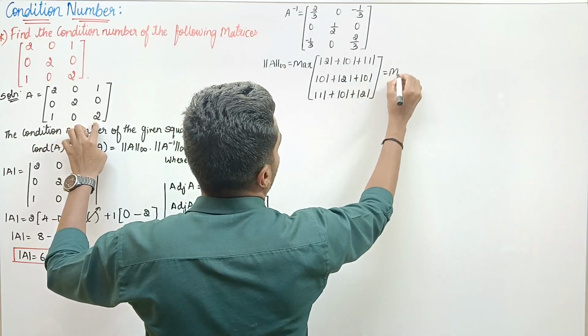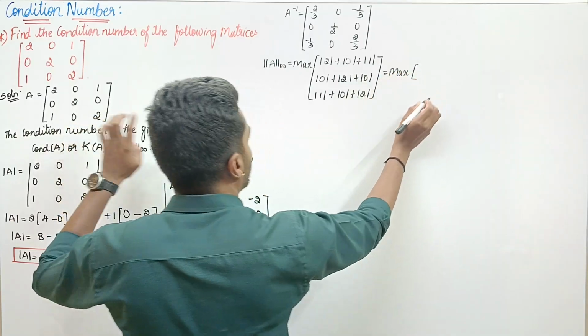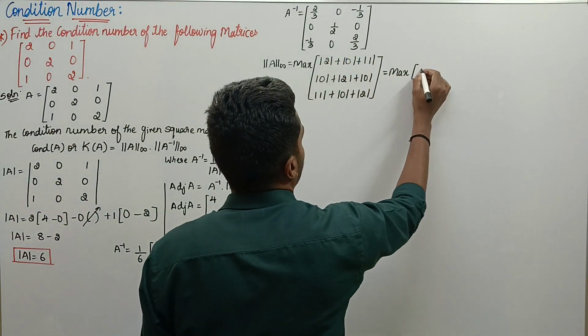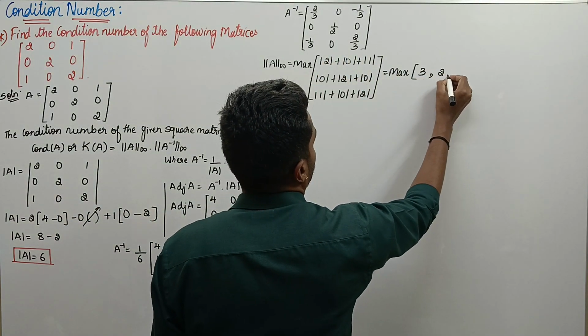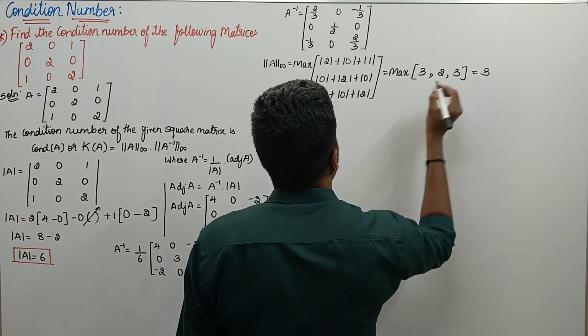which is equal to, since I am going to add row wise, I am going to represent it row wise itself. 2 plus 1, 3. 2, 3. The maximum is 3.